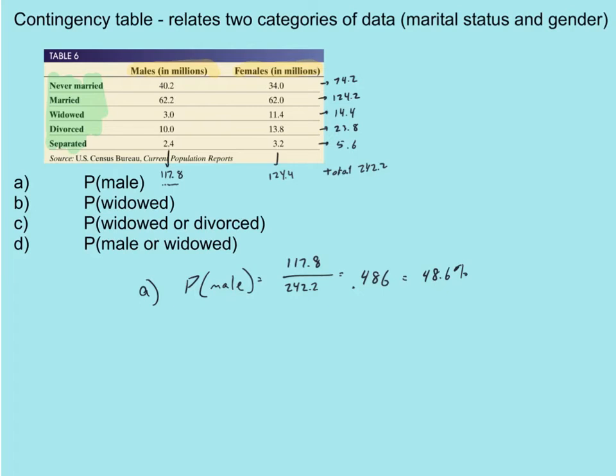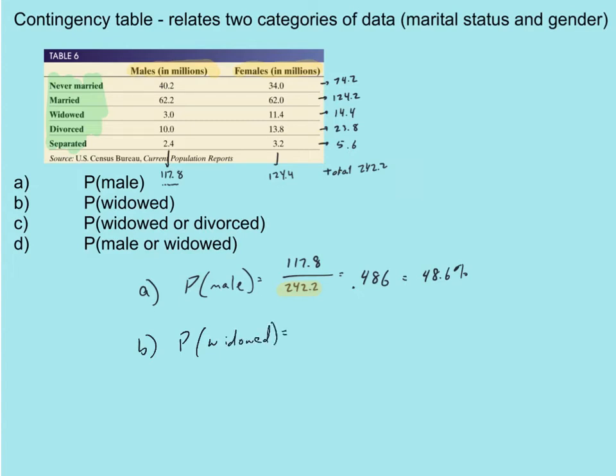And an important thing to note, and I'm going to highlight it too, is that a probability question always refers to the population represented within this problem, within this sample space. Okay, so for part B, what is the probability that someone is randomly selected and they are widowed?